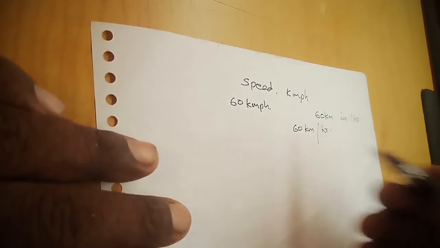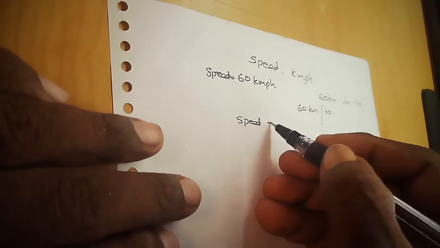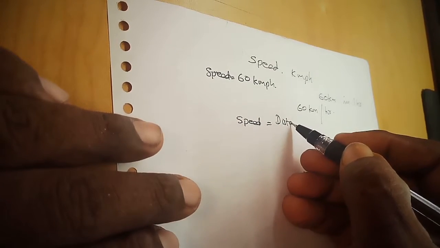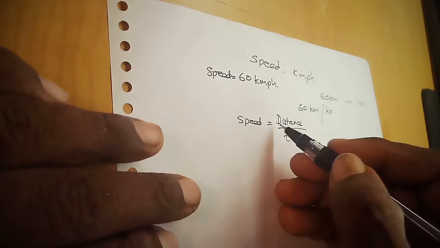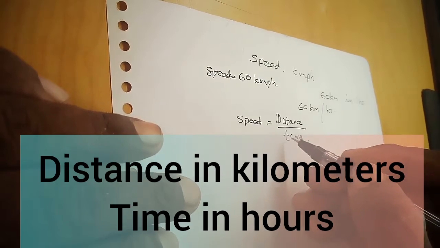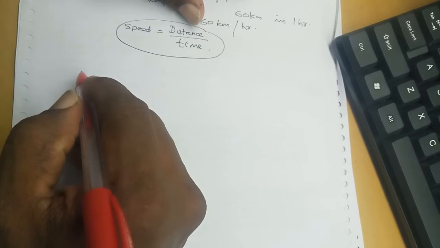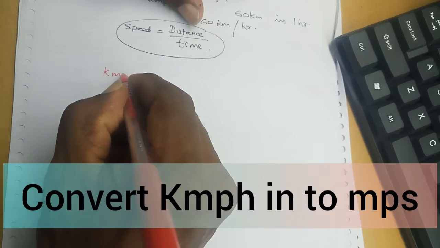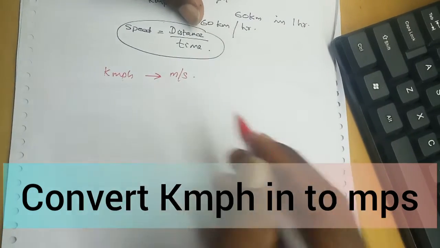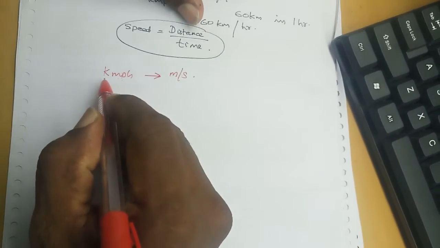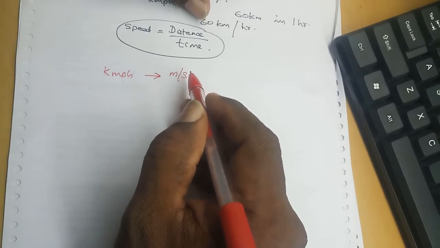That's the meaning. So speed is equal to distance divided by time, where distance is in kilometers and time is in hours. Next, we should understand some conversion. Convert kmph to meter per second, because kilometer and hour are bigger units. Sometimes we have to convert it into meter per second.